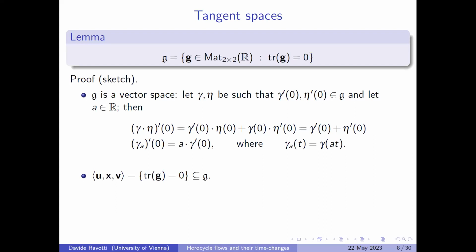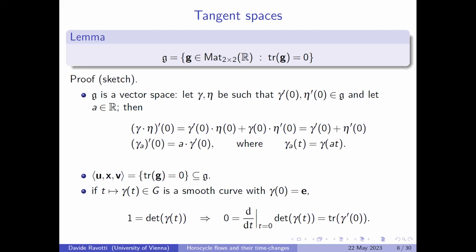So in the previous slide, we found three elements that belong to g. Since we just proved that g is a vector space, the linear span is included in little g. And if you think one second, you realize that the linear span of these three guys consists precisely of the space of 2 by 2 matrices with 0 trace. So we have already one inclusion, that this linear space is contained in g. So now we have to prove the other inclusion.